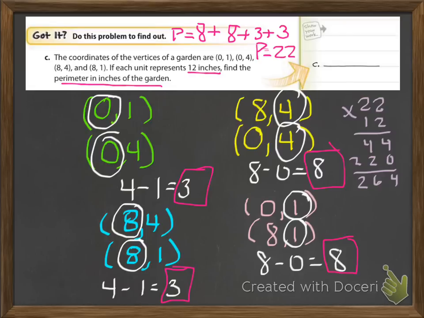Okay, so as you can see here, I've done the math on the right side in that light purple color. So now we are going to get that the perimeter is going to be a total of 264 inches. So you can put that right there.